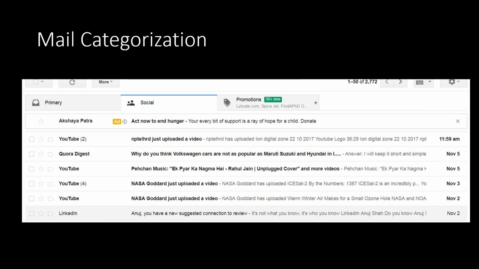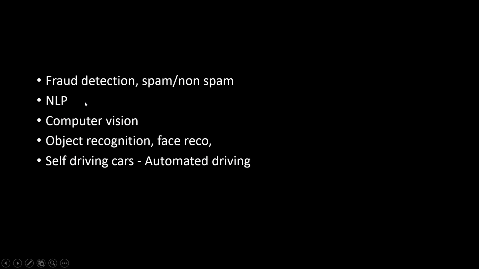And mail categorization, you would have observed that your Gmail, for example, automatically categorizes your mails into primary, social, and promotion. So it learns the pattern of which could be social, like YouTube or LinkedIn, and promotion, like SpiceJet, an airline, is a promotion, and so on. So I hope you got the idea of how ML is applied in real time. It can be in fraud detection, spam and non-spam email classification, NLP, computer vision, face recognition, object recognition, self-driving cars, and many more.